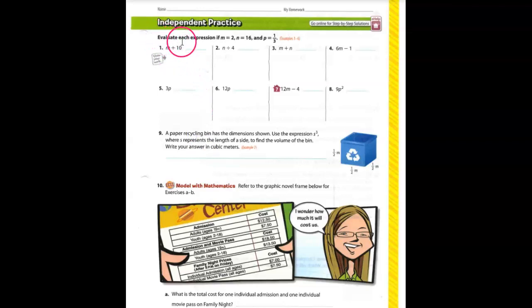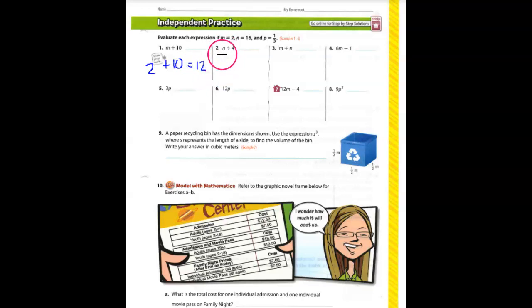So if we look, it says evaluate each expression if m equals 2, n equals 16, and p equals 1/3. So for number 1, all we're going to do is go right here where it says m plus 10. And instead of m, I'm going to write what m equals, which is 2. So that means I'm going to write 2 plus, and what was over here? 10. So what's 2 plus 10? Hopefully you guys can figure that out. It's just 12, right? There we go.